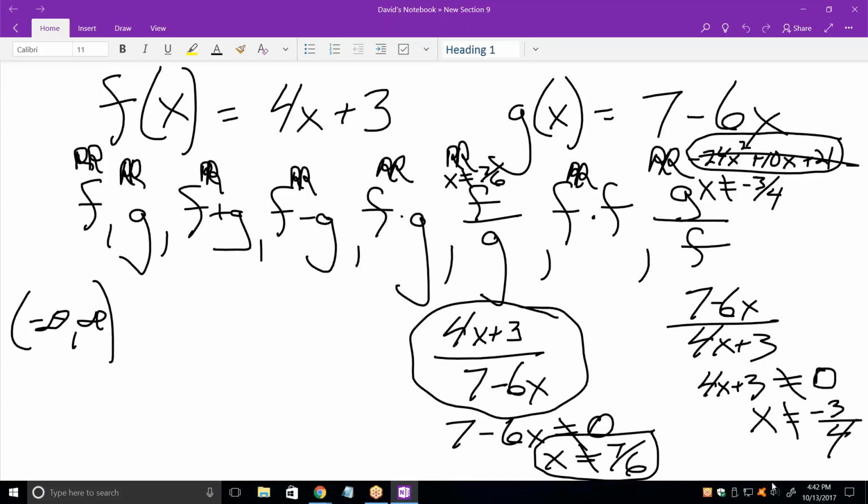In other words, starting from the left end of the number line, negative infinity, and you're going to the right end of the number line, positive infinity. That's the same as all real numbers. That's what all real numbers means. That right there.